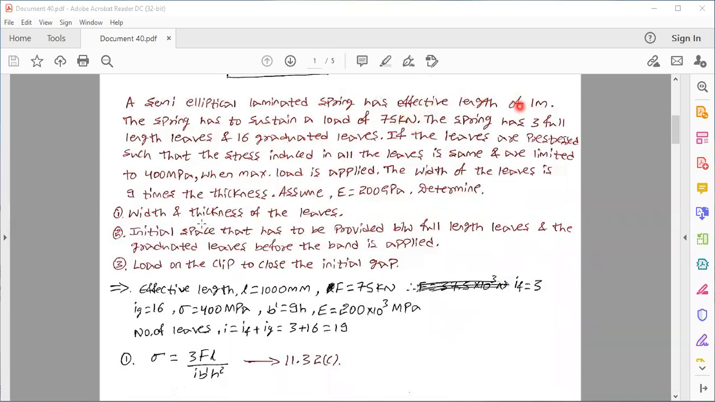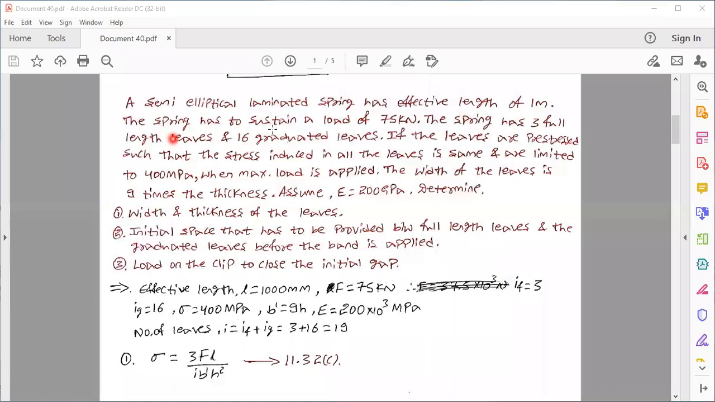First, write down the given data. Effective length is 1 meter. The other dimensions are given in terms of mm, so it is better to write this length in terms of mm. You need to convert this meter into mm. 1 meter is equal to 10 raised to 3 mm. Therefore, it will be 1000 mm or 10 raised to 3 mm.